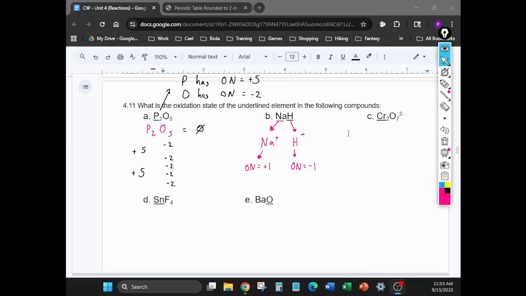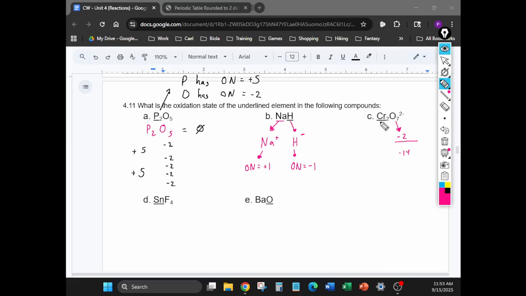So if you take a look at C, we got Cr2O7 2 minus. Now, the key here is 2 minus. That means everything needs to add up to -2, right? What did we say the oxidation number of oxygen always is? -2, and there's 7 of them, so that means it's going to total up to -14, right? So the sum will be -14.